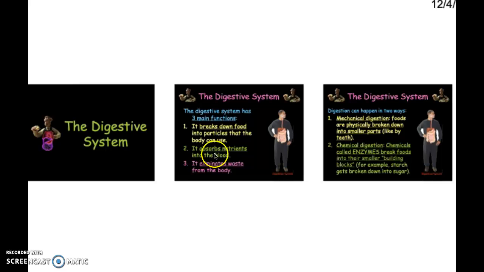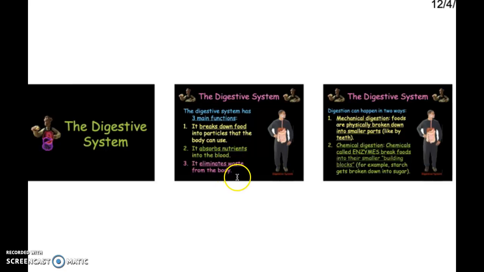That's where we come to the second function. It absorbs the nutrients into the blood. So once the stomach does its part and it breaks it down to release energy and nutrients, it is then absorbed by our blood, all the nutrients that can be used, like vitamins or proteins, minerals, iron. These are all different kinds of nutrients that our body then absorbs by our blood.